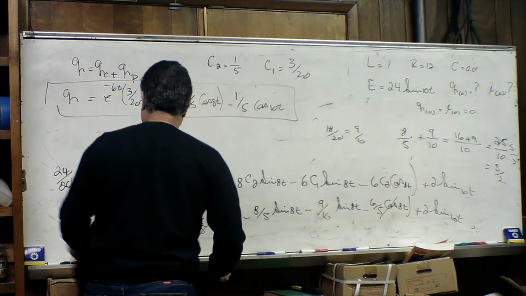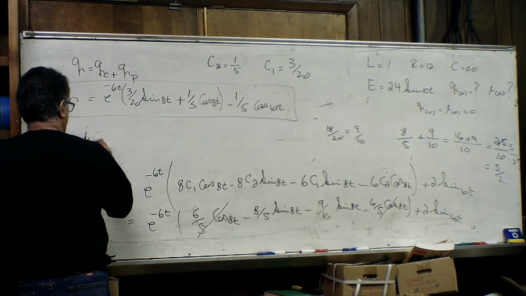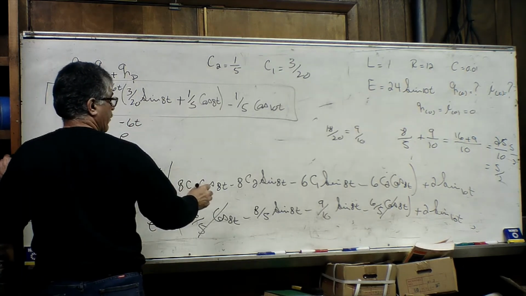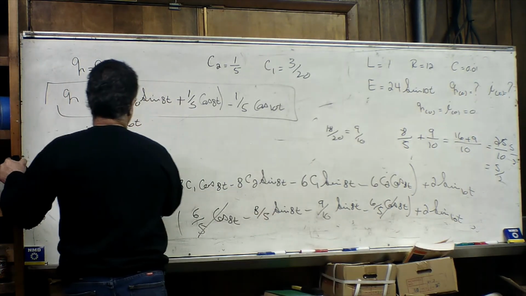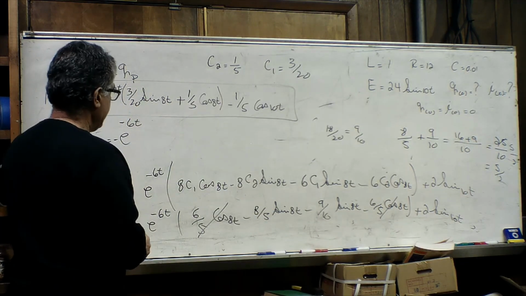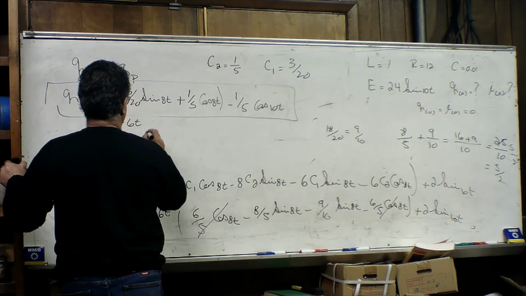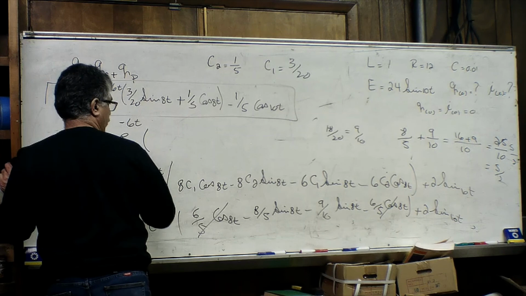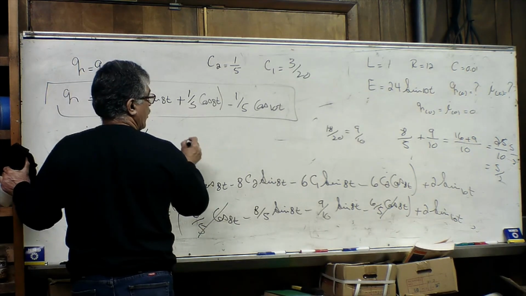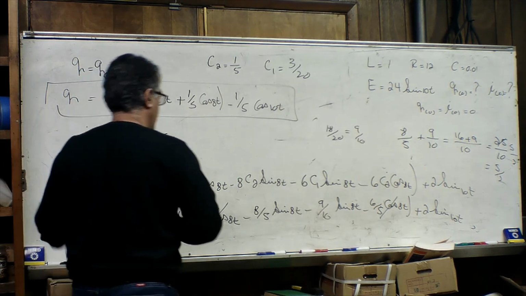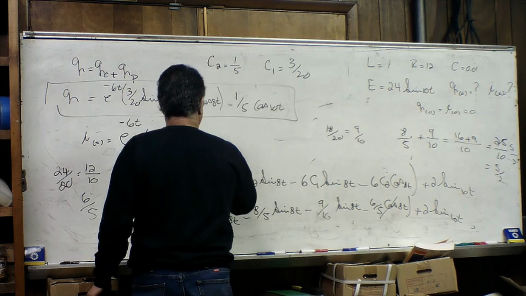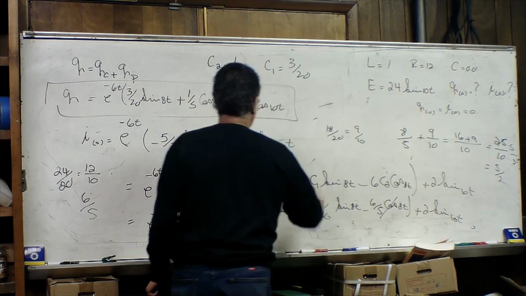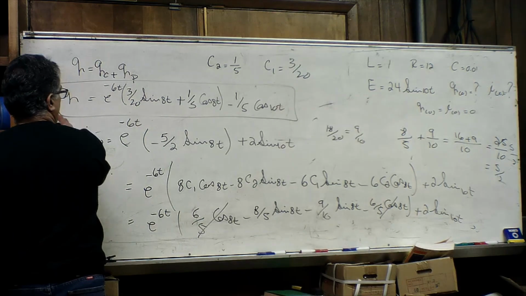5 over 2. So we are going to have our I will be equal to e to power minus 6t multiplied by minus 5 over 2 sine of 8t plus 2 sine of 10t. So this is the value for our current.